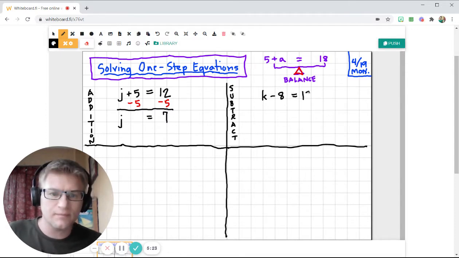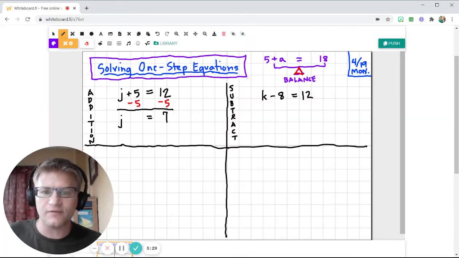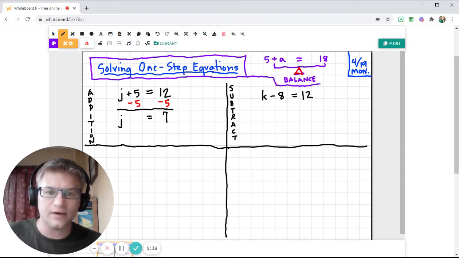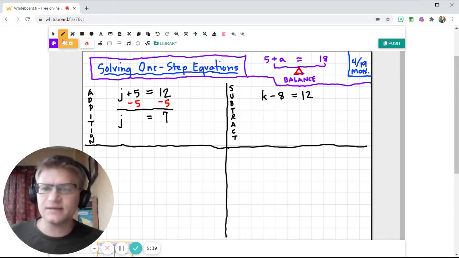And by the way, all of this up here, that's all something else. So if you want to go back and show on mine, I don't have a whole lot of room, but show that this is part of the title, right? Just so we know that's a different thing. This is a new problem here, the subtract. So k minus 8 equals 12.